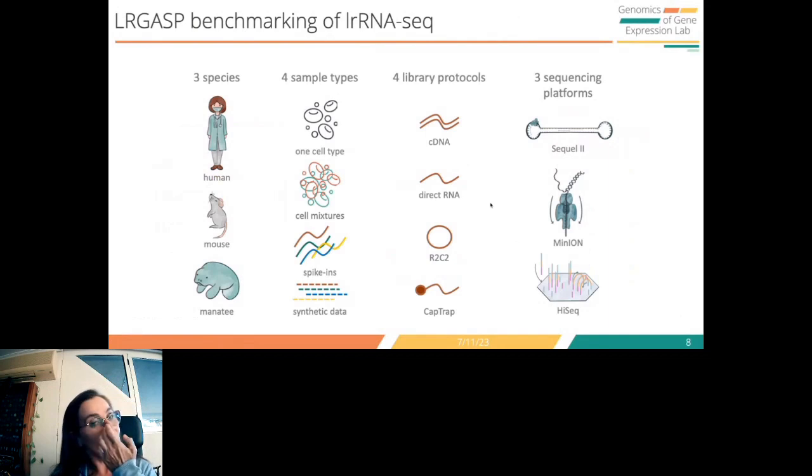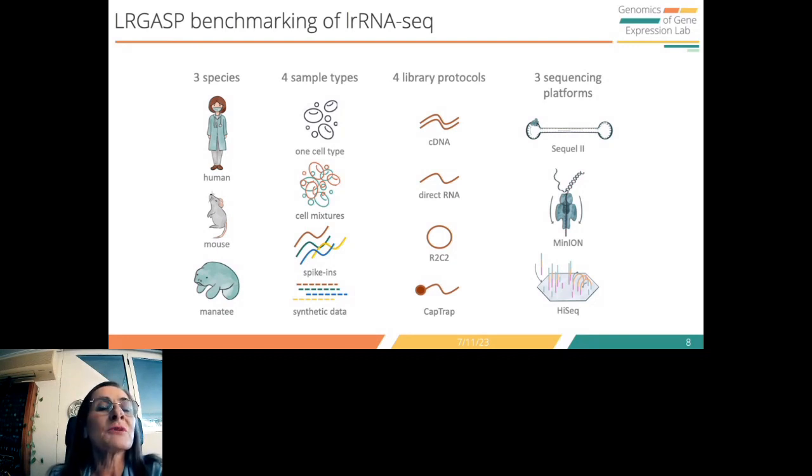So for the first part, the quality control and benchmarking, I'd like to present this project, the LRGASP initiative, a comprehensive effort to benchmark long read sequencing methods. So the question was, which are the methods, both wet lab and algorithmic, that provide the best predictions for transcript models using long reads.